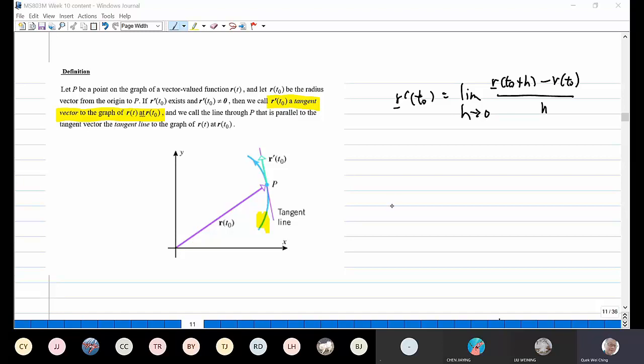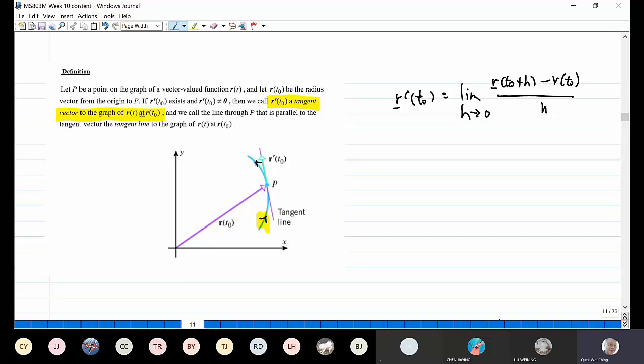Here we know r prime is tangent to the graph. Depending on the direction of movement, you can see the direction of r prime is in the increasing direction of the parameter. Because the curve moves in this way, you know that r prime is moving upward. At a point, r prime is tangent to the graph. Then what we're going to do is find the tangent line.